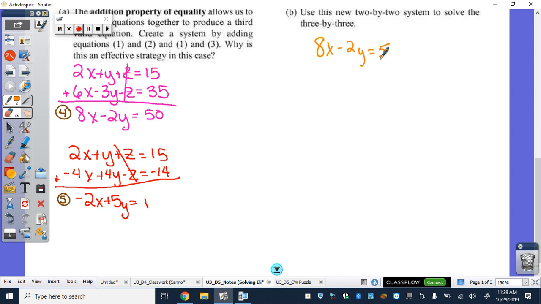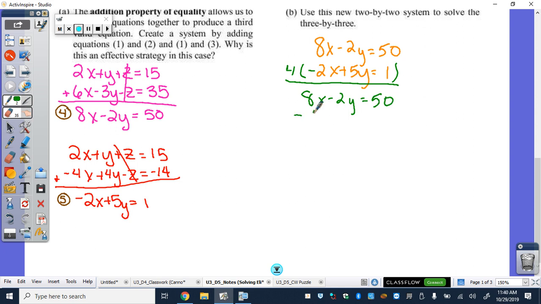I'm going to line them up. So I'm going to line up my x's, line up my y's with my 2 new equations that I just made. And I think it's probably going to be easiest to eliminate x. If I multiply my negative 2 by a 4, so again, my first one stays the same. The negative 8x plus 20y equals a 4.